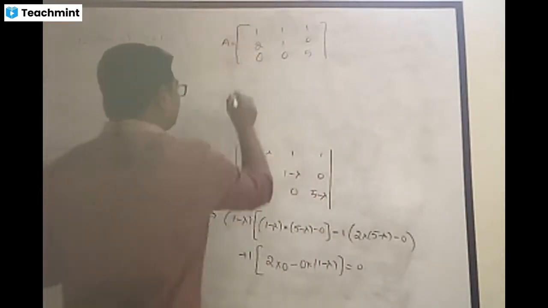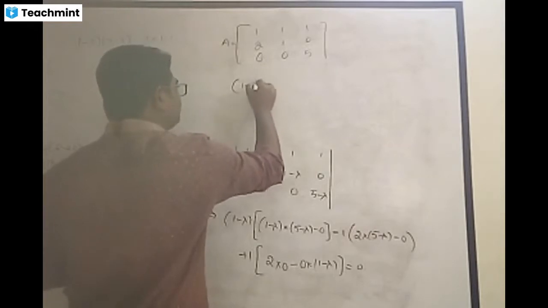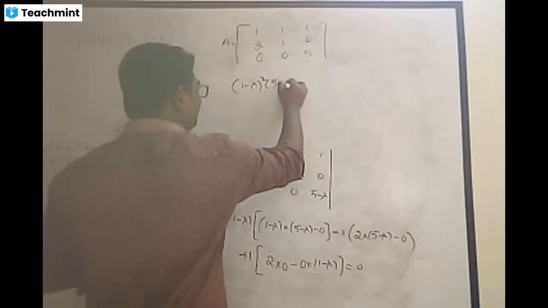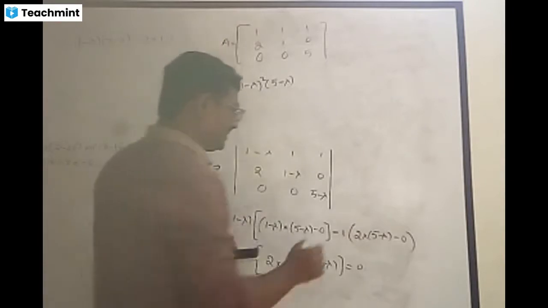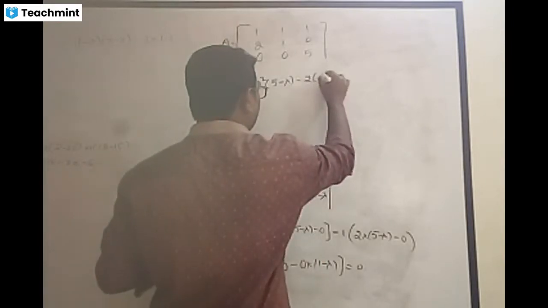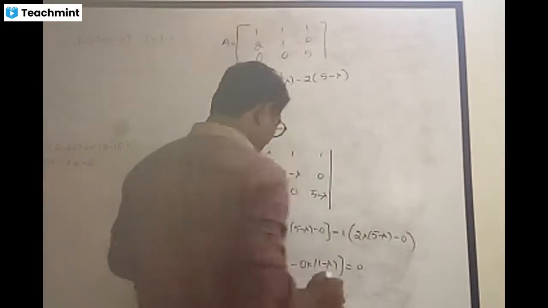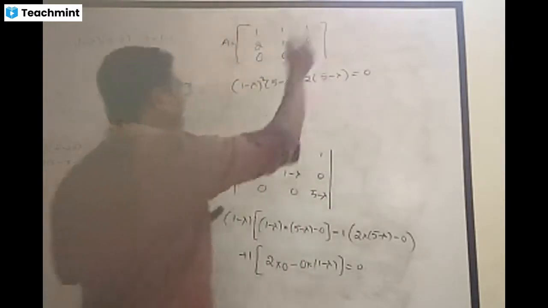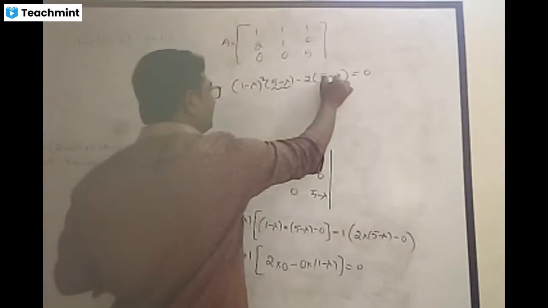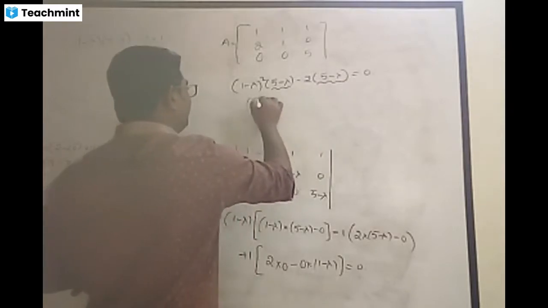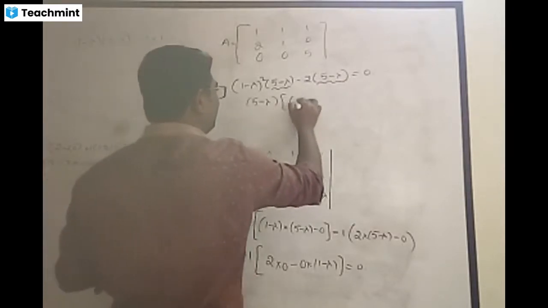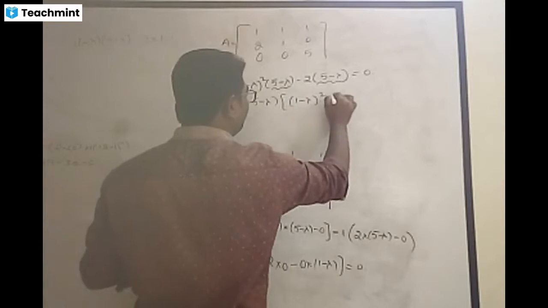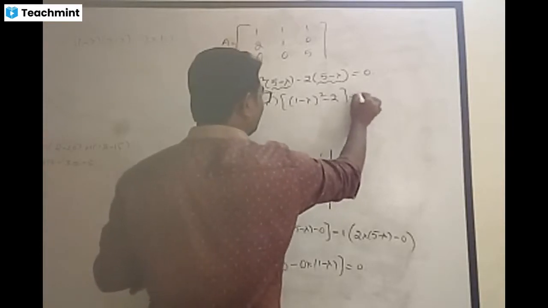(1 minus lambda) whole square into (5 minus lambda) minus 2 into (5 minus lambda) equals 0. Okay, I can take (5 minus lambda) common. (5 minus lambda) times [(1 minus lambda) whole square minus 2] equals 0.